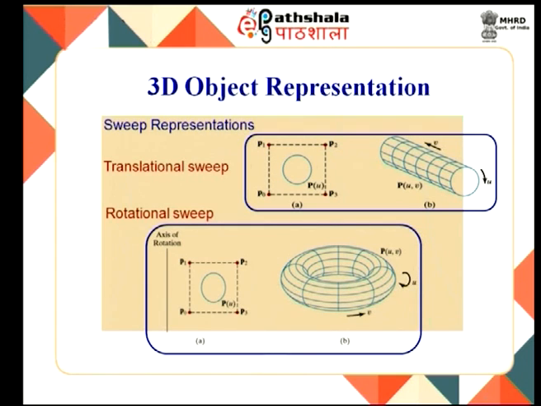So take a 2D object. Imagine you have to create a hose pipe. What you do is take a circle, which is a 2D object, and define a path. The path is again a 2D shape, that is, you define a curve. If you trace the circle along this path, what you get is a hose pipe like shape. So that is how we can create 3D objects using 2D objects.